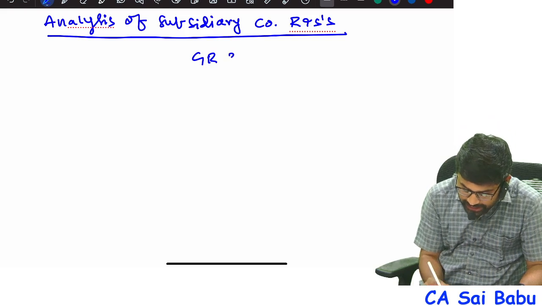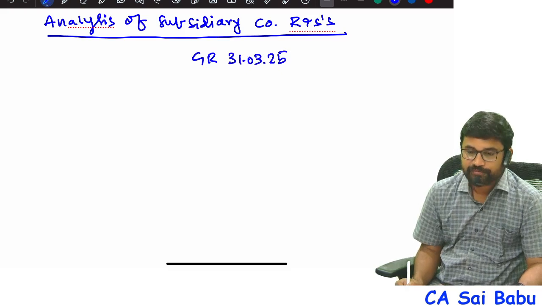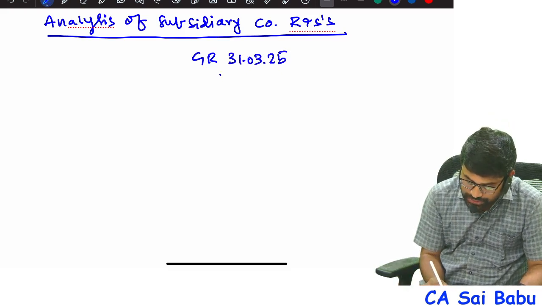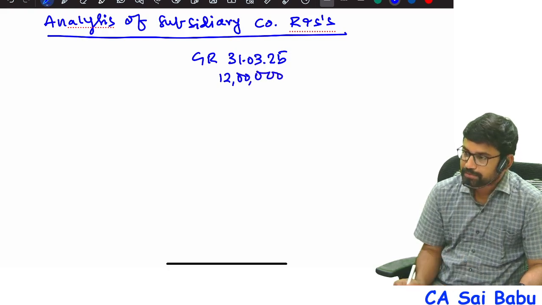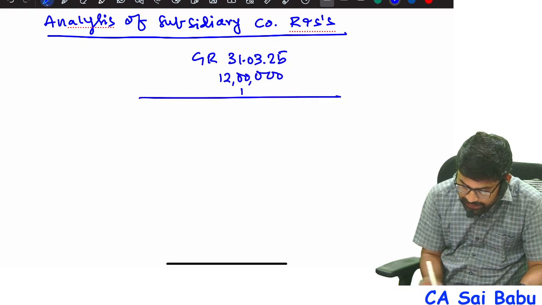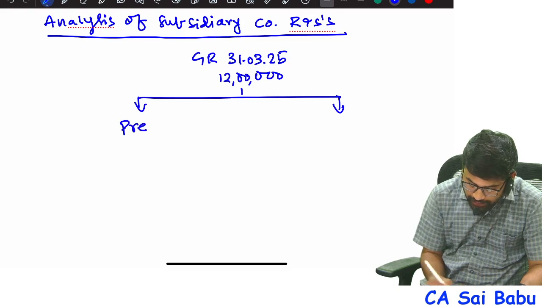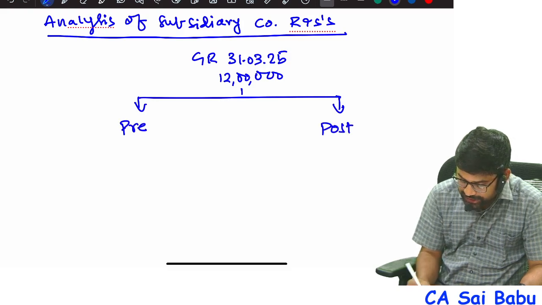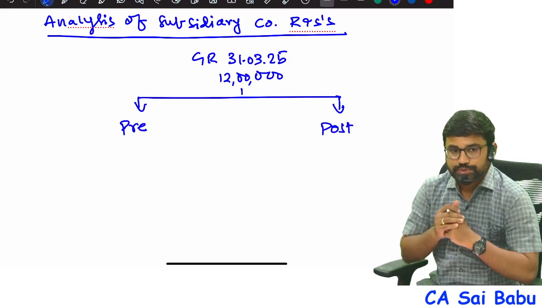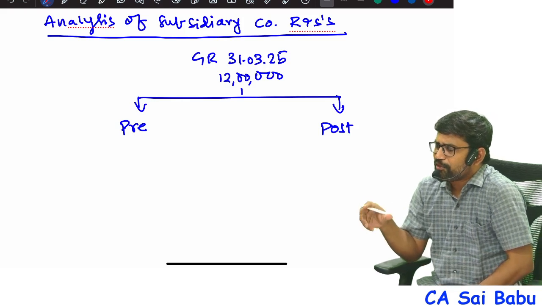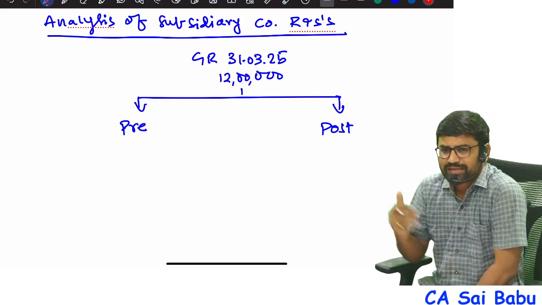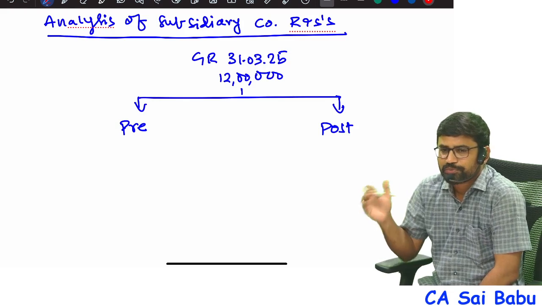This general reserve balance is on 31st March 2025. Suppose 12 lakhs given. This is the closing balance. This balance you need to divide into pre-post. Why will the subsidiary company profits be analyzed like this? Why do they need to be divided into pre-post?